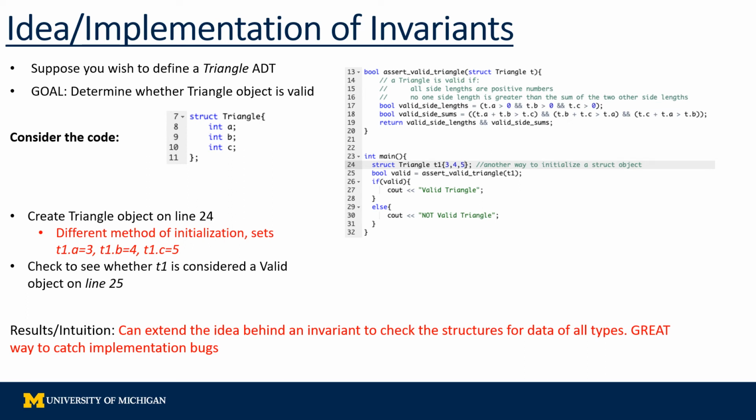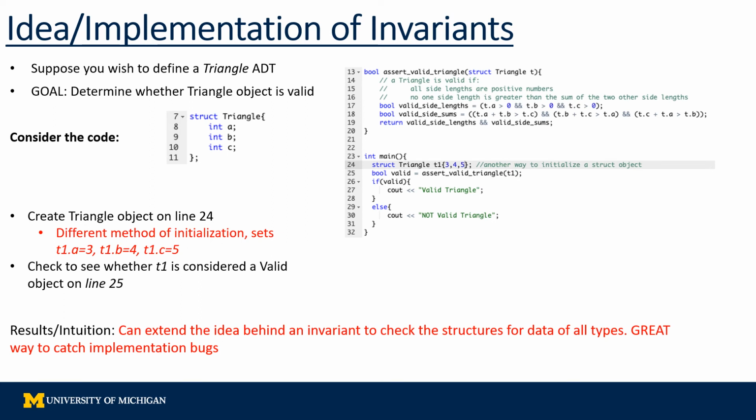So as you can see on the screen, we define our struct object with member variables integers a, b, and c. And then on the right side of the screen, we have an assert valid triangle function, which is just going to input a triangle object t, and then it's going to check whether or not all the side lengths are greater than 0, and whether or not the sum of the other two side lengths is greater than the remaining side length. And that's going to return the logical AND of those two Boolean values.